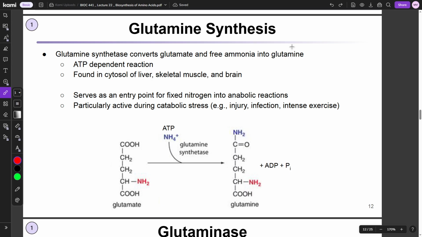Here is glutamine synthesis. For this, you've got glutamine synthetase, which converts glutamate and free ammonia into glutamine. And it requires ATP because it's a synthetase. This is found in the cytosol of the liver, skeletal muscle, and the brain. It serves as the entry point for fixed nitrogen into anabolic reactions. Like if you need to take nitrogen and use it on something, you usually transport it in the form of glutamine. So this is also very active in things like catabolic stress.